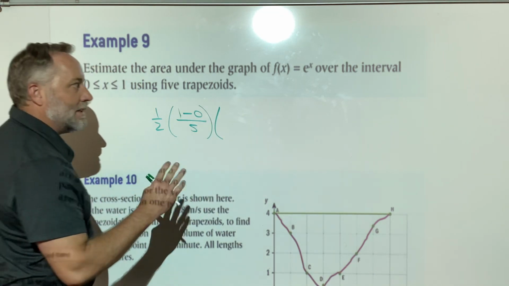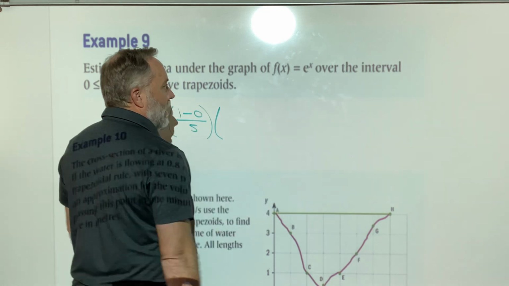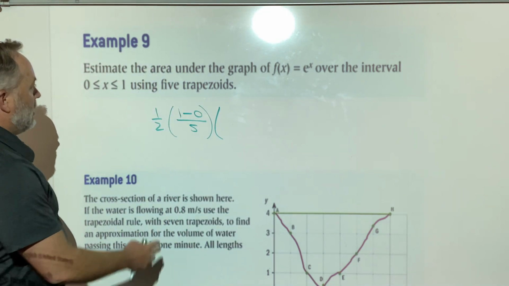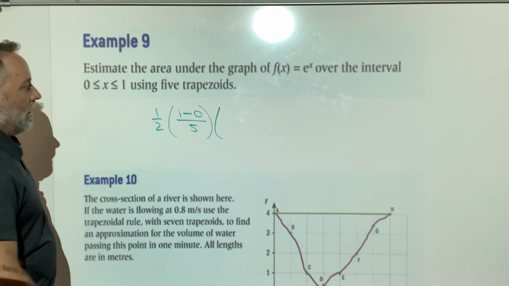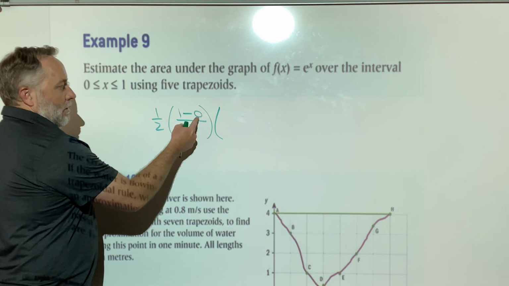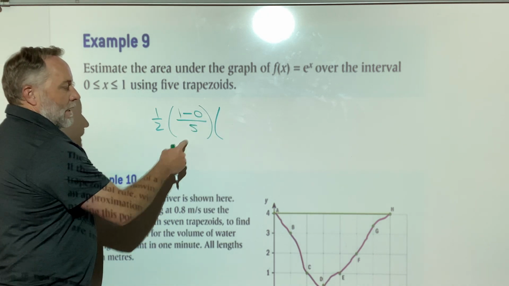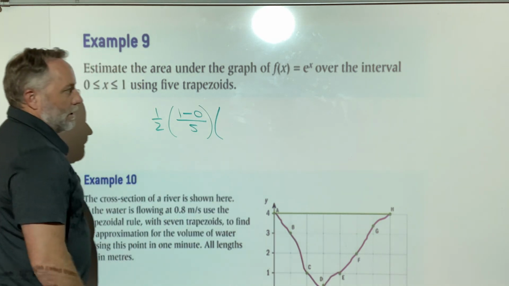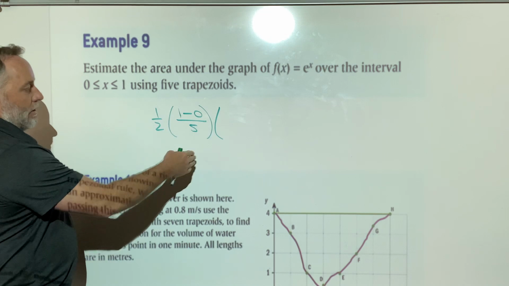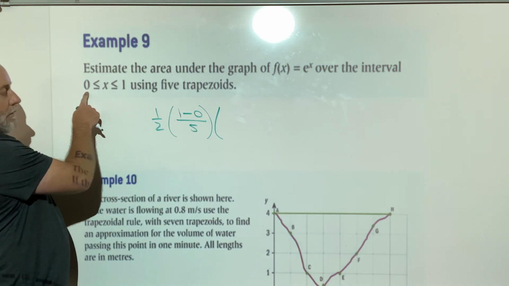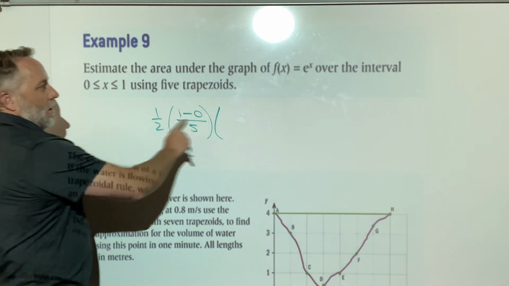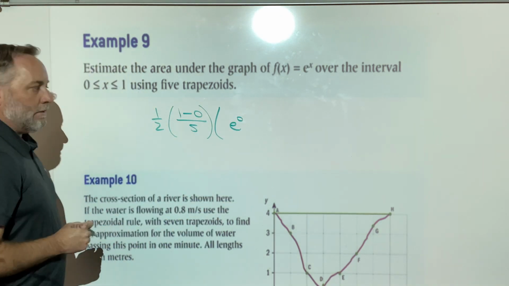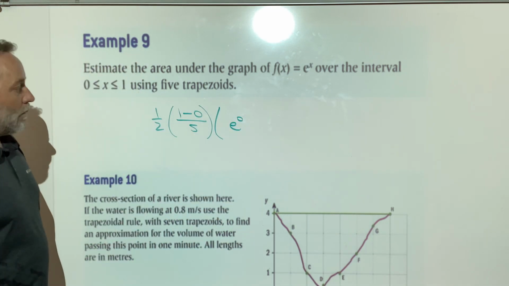So if we wrote this out and created a graph, it might give us a nice visual. But let's just think about this using what we know about the x values. So if we do 1 minus 0, that's 1, divided by 5, it's 0.2. So every 0.2 is a new trapezoid, all right? So the very first height that we have is the very start of the interval. That would be when x is 0. So e to the 0 is our first value, e raised to the 0, which ends up being 1.